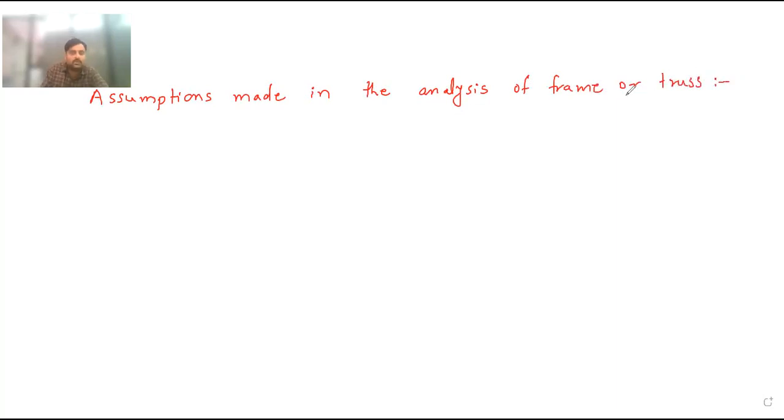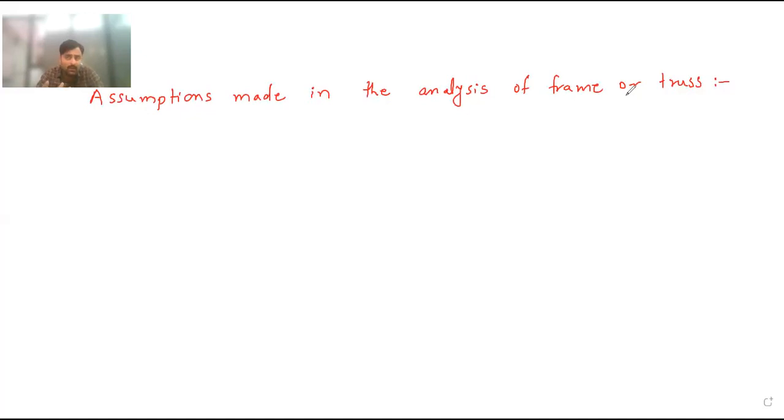Yesterday only we have seen how the trusses look like, then the members of the truss, then what is a joint, then what is a perfect frame, what is an imperfect frame. Then an imperfect frame is again divided into two types: deficient frame and redundant frame. So all this we have studied in the last lecture. Now the next is assumptions made in the analysis of frames or truss.